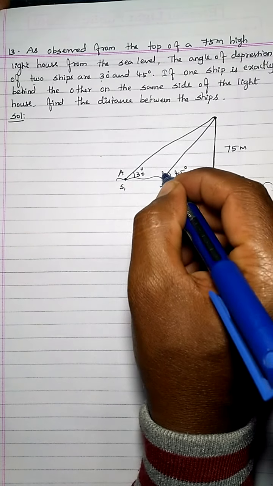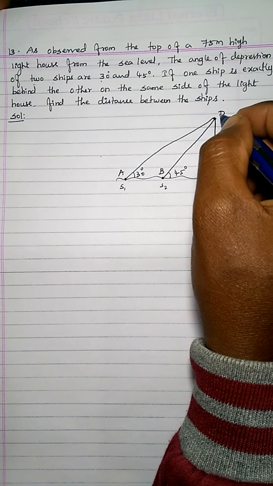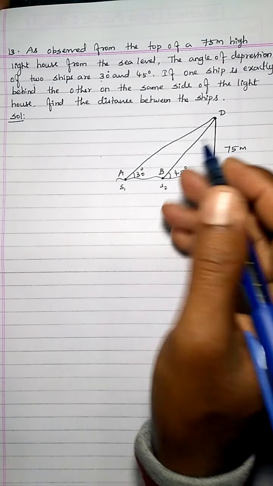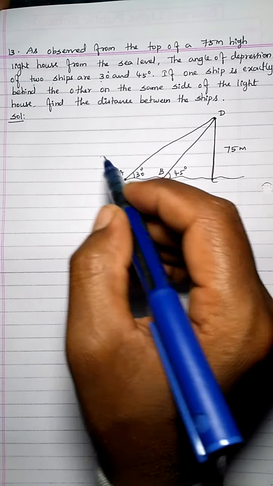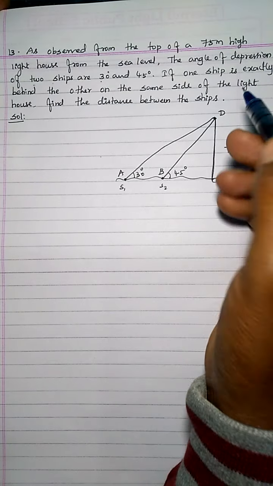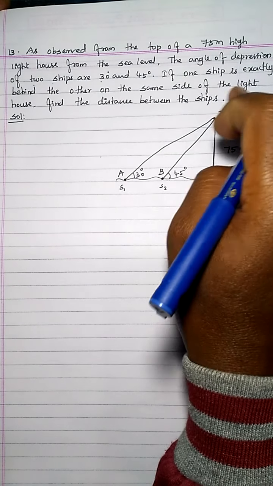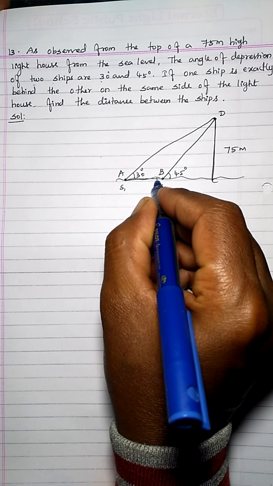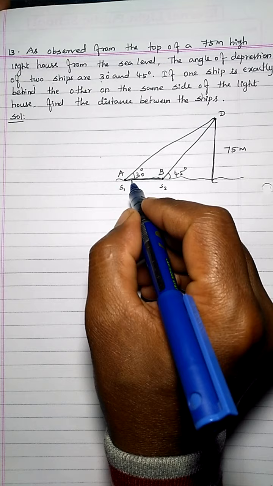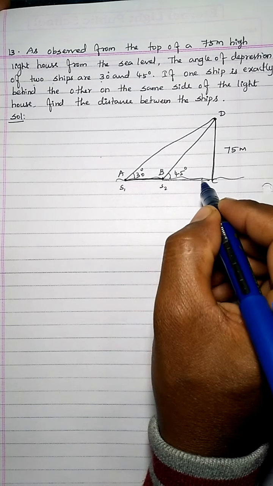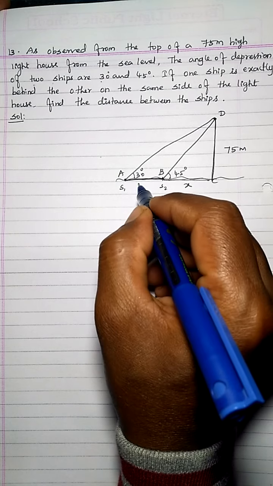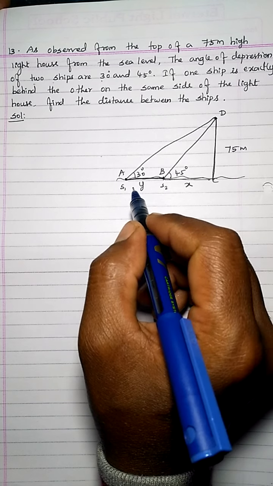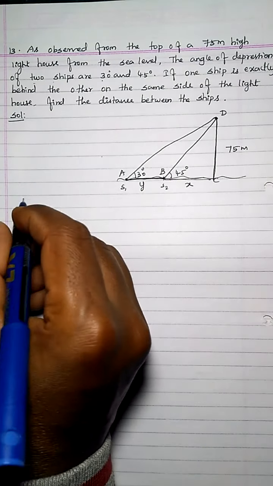Now let's take the names A, B, C and D. So what we have to find out here: if one ship is exactly behind the other, behind means one is behind the other, that is behind. Okay, behind the other on the same side of the lighthouse. Then find the distance between the ships. So the distance between the ships means this distance only we have to find out. So let us take B to C distance, the base, as x. Then we can take this distance as y, the A to B distance. Then if we find the y value, that's more than enough. Now let's take the cases, case 1 and case 2.